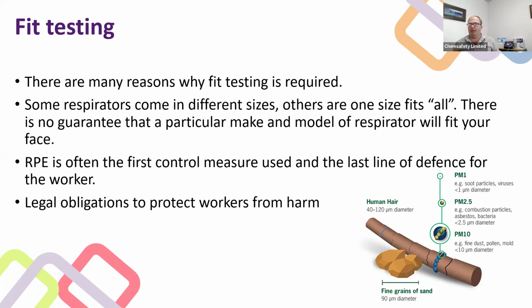And obviously, we have our legal obligations to protect workers from harm. So you can see in this picture here, there's a human hair, 40 to 120 micrometers in diameter. The particulates we're often filtering from are less than 10 micrometers in diameter. So if there's any hair between the face and the respirator, there's huge gaps for any of the respiratory hazards to come in and be breathed in. And of course, they're going to take the easiest path. Why would you go through a difficult filter matrix when you can just go through the gaps and be breathed in that way?